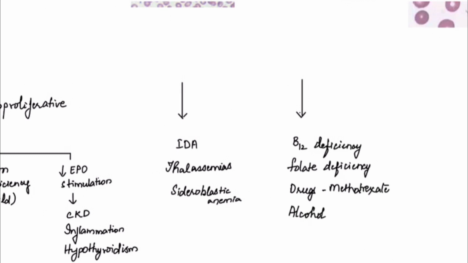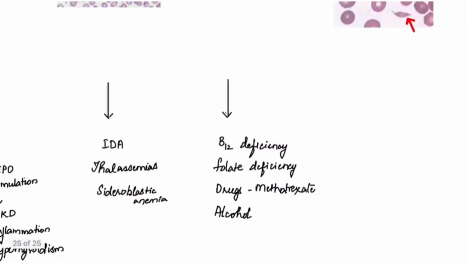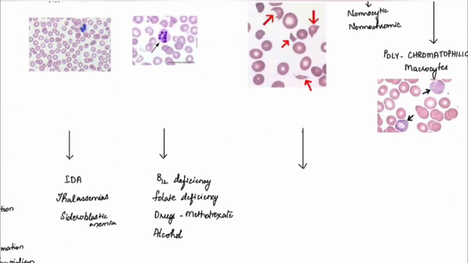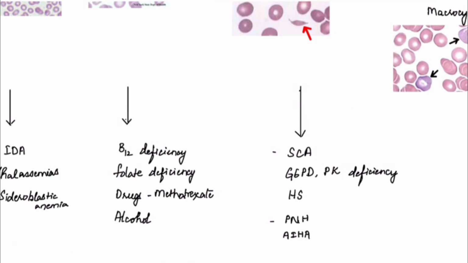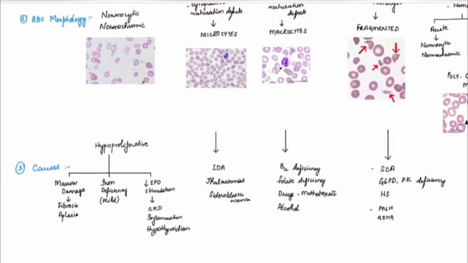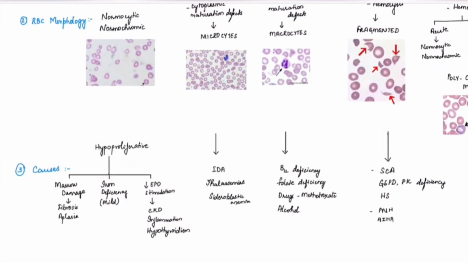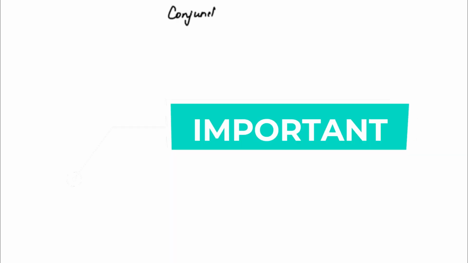Similarly, when fragmented RBCs are seen, then think about causes of hemolysis like sickle cell anemias, G6PD or pyruvate kinase deficiency, hereditary spherocytosis, paroxysmal nocturnal hemoglobinuria, autoimmune hemolytic anemias. Similarly, when hemorrhage is suspected, think about any cause of internal or external hemorrhage. Now we'll look at the whole thing in the form of a flowchart.